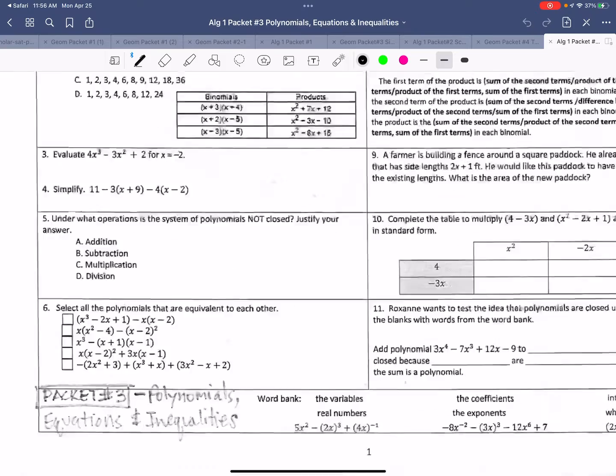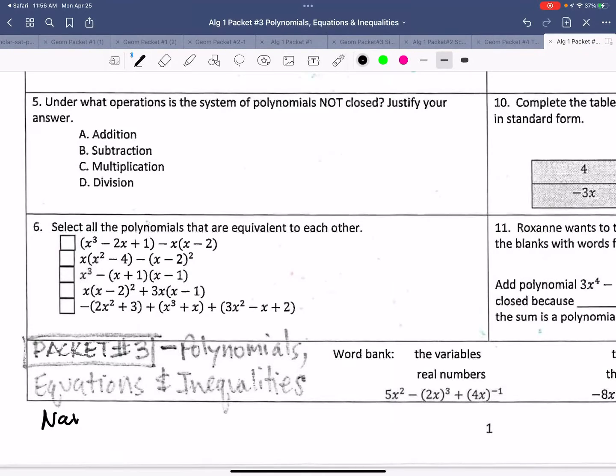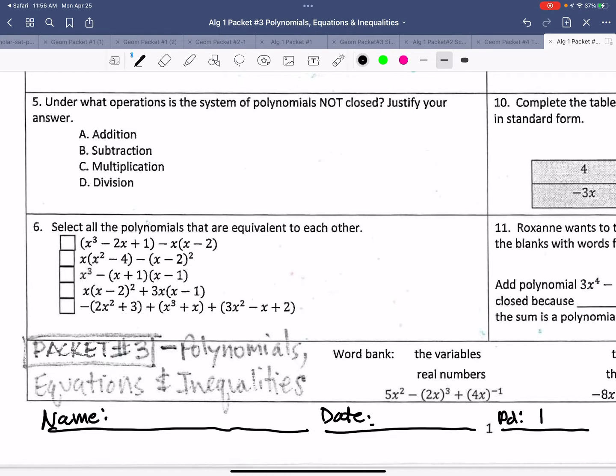This is packet number 3. We do turn in our notes, so make sure it looks like I left off the name line. Go ahead and add that there. Type in your name, the date, and the period. This should be period 1 or period 6.